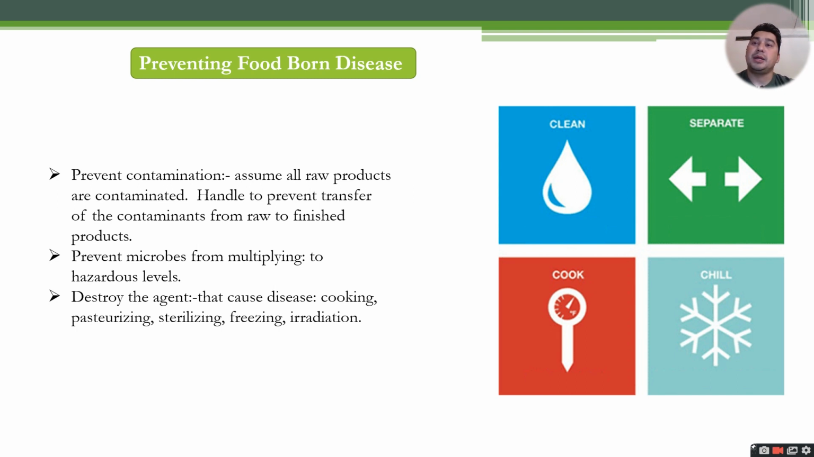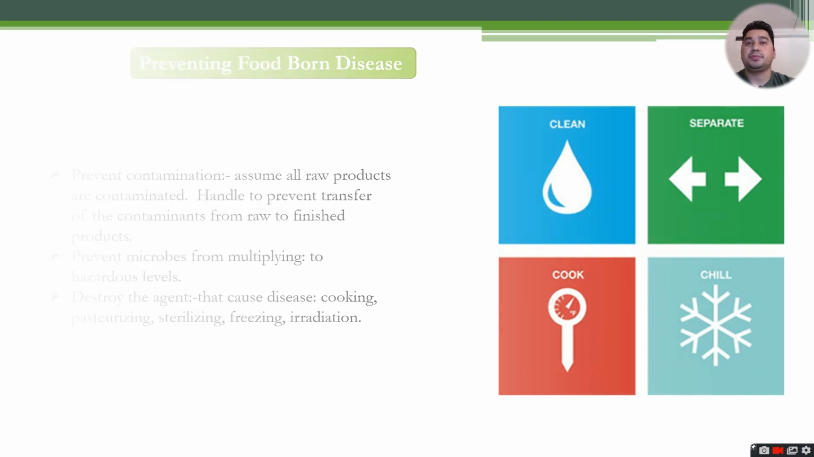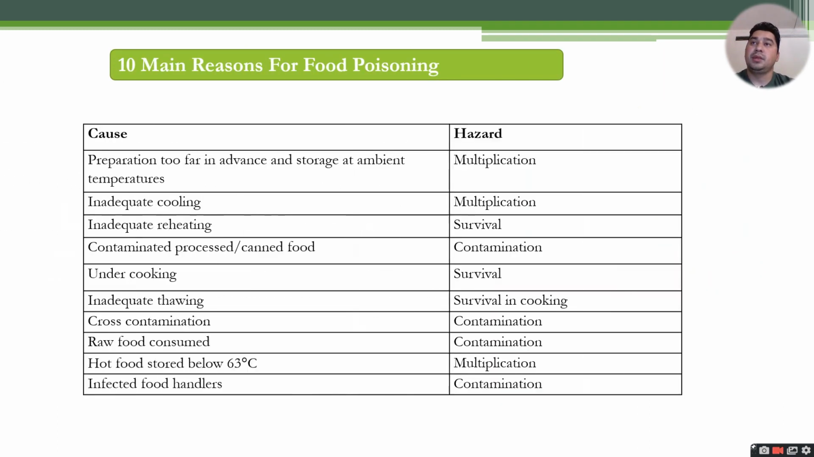Handle food to prevent transfer of the contamination from raw to finished product. Prevent microbes from multiplying to hazardous levels. Destroy the agents that cause disease: cooking, pasteurizing, sterilizing, freezing, and radiation. These are the options you can take to avoid the bacteria, or you can kill the bacteria. These are the 10 main reasons for food poisoning, causes, and hazards.